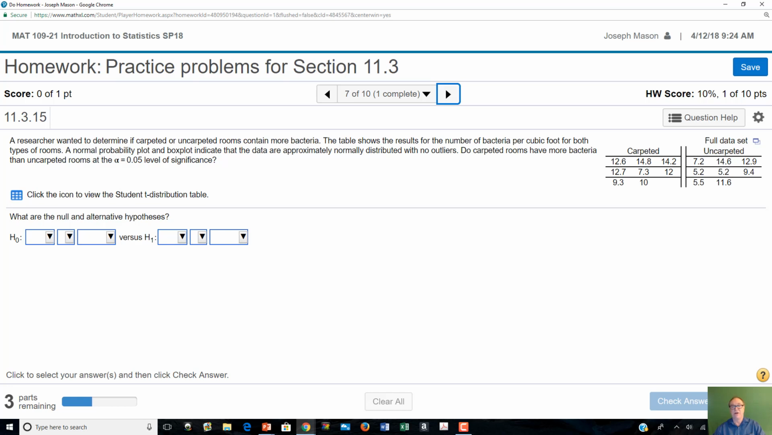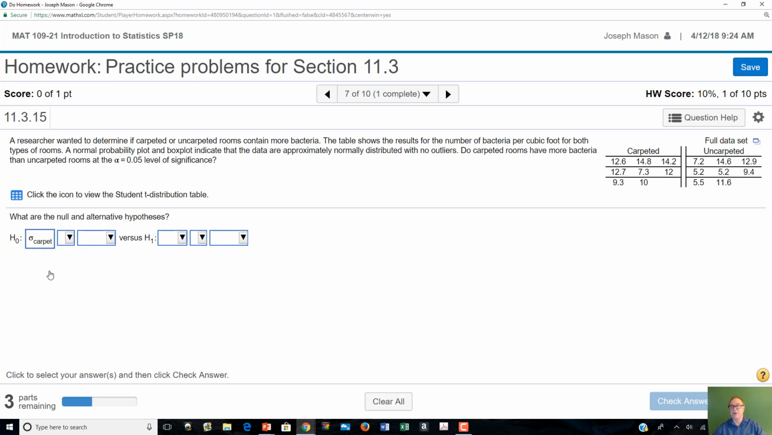Okay, now, so what's our null and alternate hypothesis? Well, remember, we're checking: do carpeted rooms have more bacteria than uncarpeted? So I'm going to let my first one be carpeted.